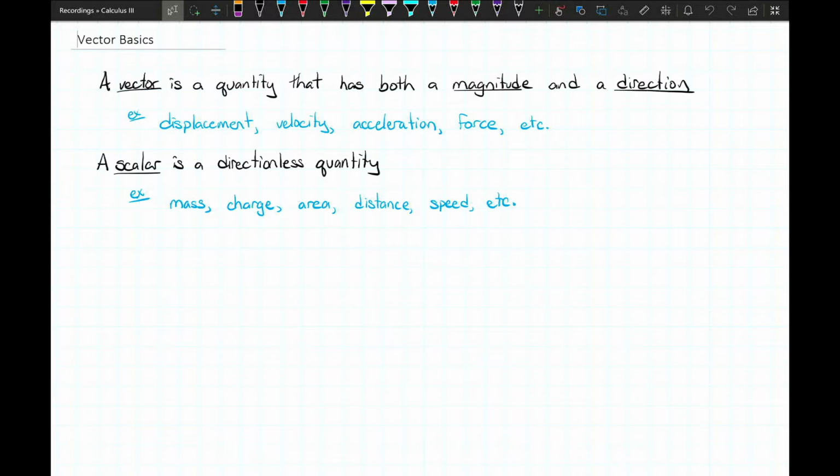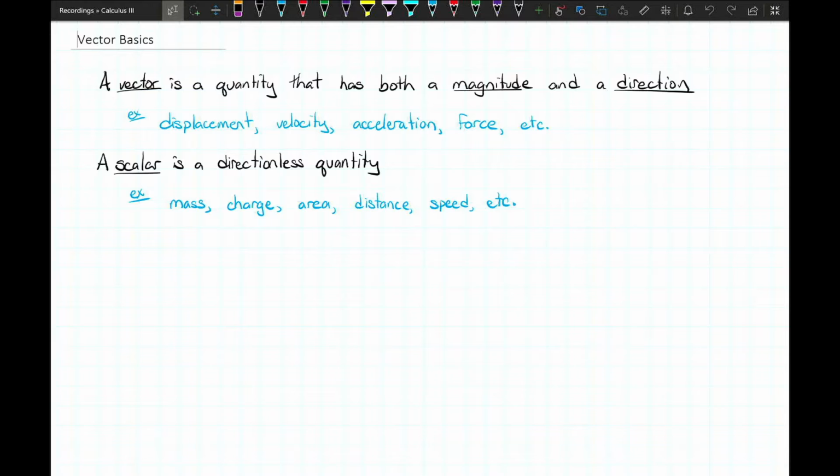Now, vector is what we're talking about here with magnitude and direction, and some examples of that would be something like displacement. And displacement is nothing more than the difference between 2 positions. Velocity, acceleration, force, these are all quantities that have some kind of units to them typically, and also has a direction in which it's pointed. Whereas a scalar is just a directionless quantity. Things like mass, charge, and area, well, they don't have a direction. I mean, charge certainly could be positive or negative, but it's not in a particular direction, really.